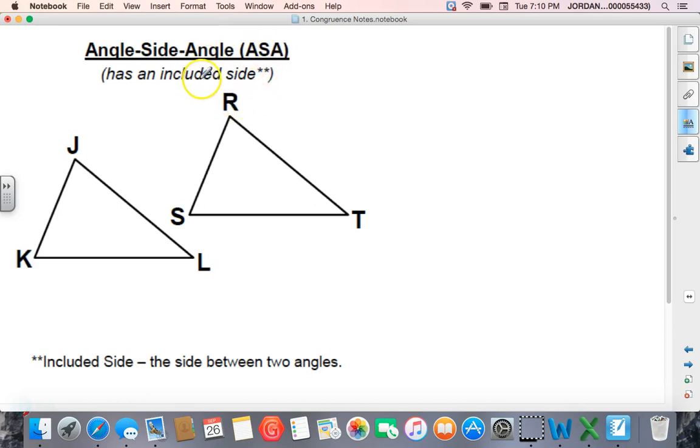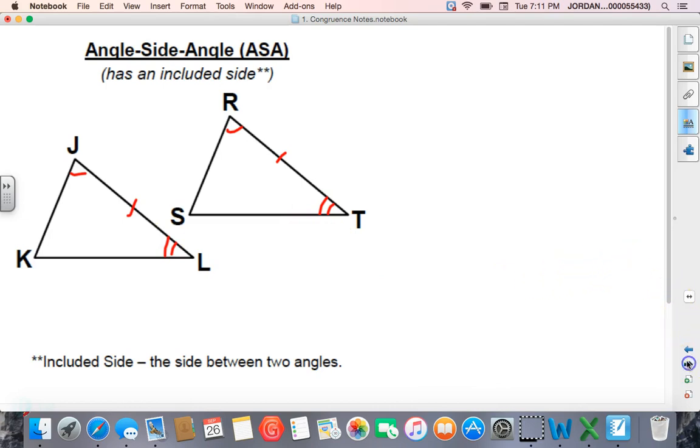Alright, so this is a situation, the exact opposite of side angle side. You've got a side in between two angles instead of an angle between two sides. So for example, let's say we know angle J is the same as angle R, and then we know that side JL is the same as side RT, and we know angle T is the same as angle L. So right here we have an angle that's congruent, a side that's congruent, and then the very next angle congruent, or angle, side, angle. So in that situation, you know that this triangle is exactly the same as this one. They're congruent, exactly the same size, shape, everything.